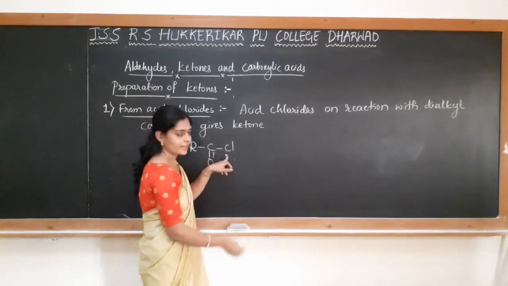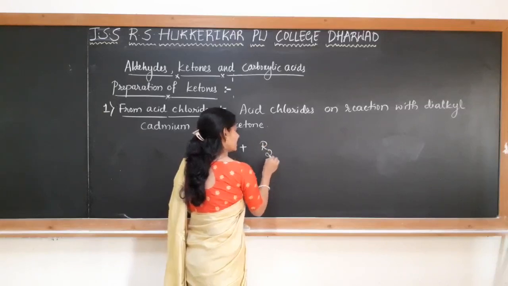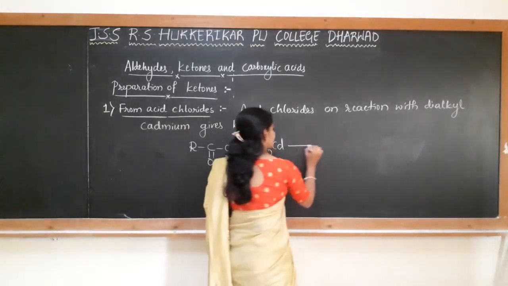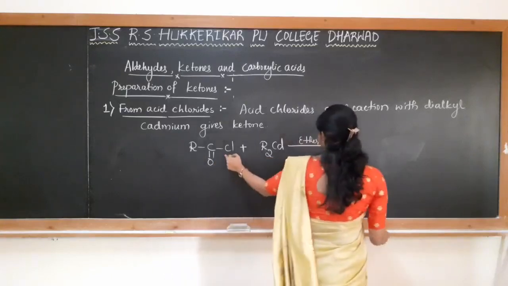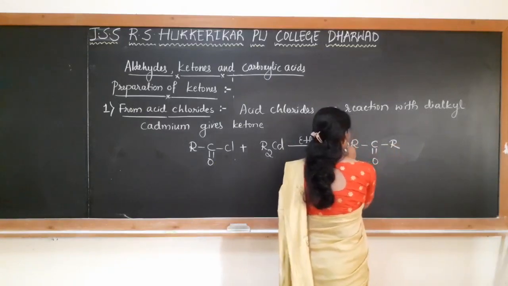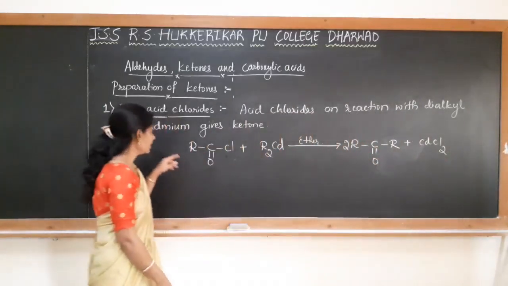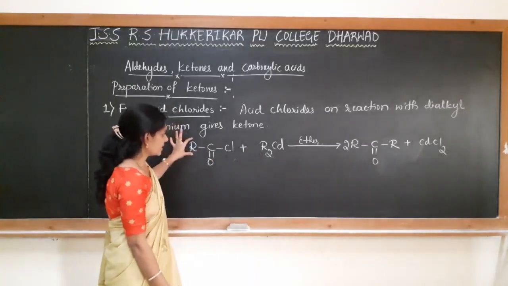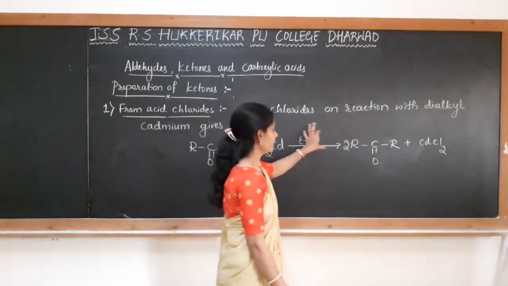Correct? So acid chloride or acyl chloride on reaction with dialkyl cadmium, which is represented generally like this. Okay, so the R groups may be same or different too. This undergoes reaction in the dry ether medium, so we are getting ketone as a product. Here the R group may be same or it may be different. Understood?